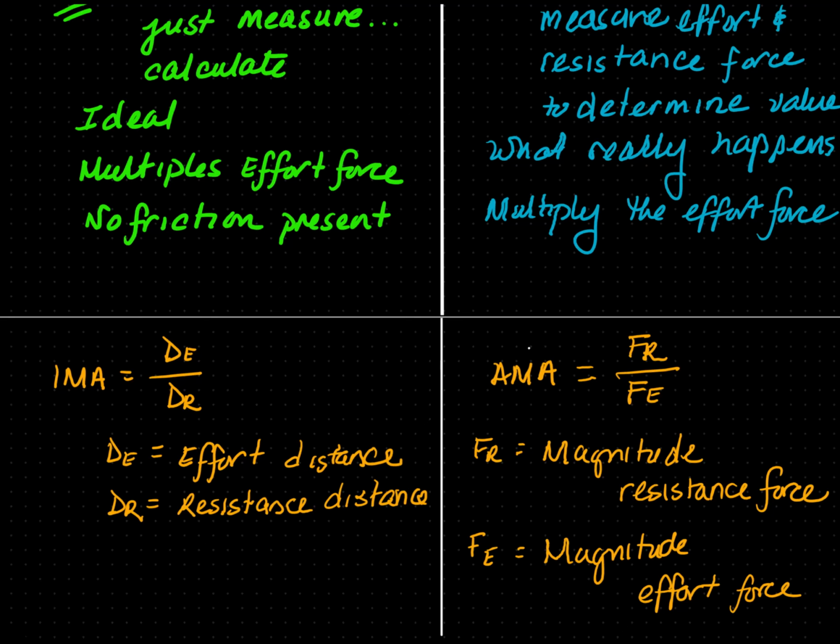The ideal mechanical advantage is equal to dE, which is the distance of the effort, over dr, which is the distance of the resistance. The resistance is also known as the load, or the weight that you are lifting or pulling or pushing. AMA is the actual mechanical advantage. It is Fr, which is the magnitude of the resistance force or the load force, over the effort force. And the effort is always the input force. It is what you put in to get the machine to work.